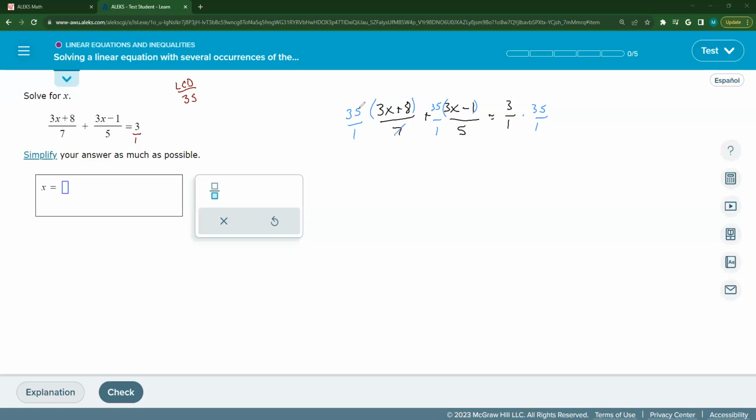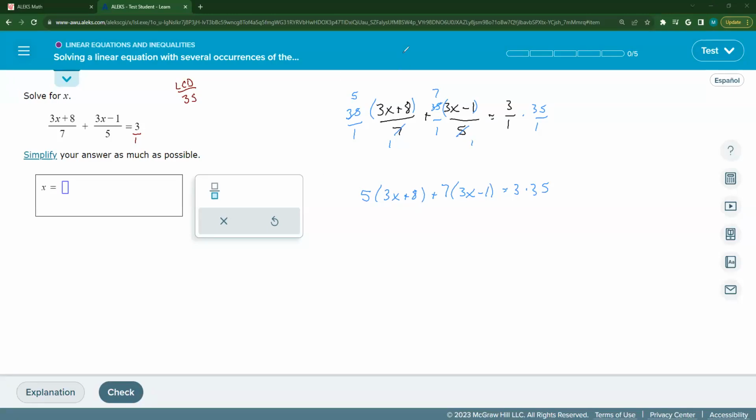So 7 goes into 35 5 times, so this becomes a 1. 5 goes into 35 7 times, so this becomes a 1. And then all of my denominators are 1, so I don't really need them. So my problem now looks like 5 times 3x plus 8, plus 7 times 3x minus 1, equals 3 times 35. Remember, because that denominator is 1, every number can be written as a fraction by putting it over 1. We just don't need to see it, but it's technically still there.